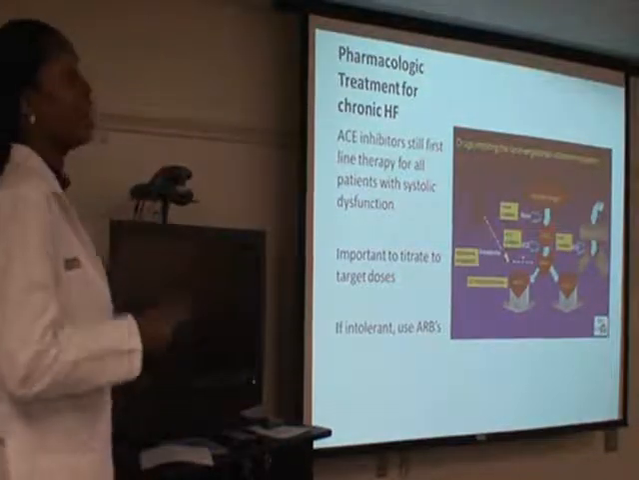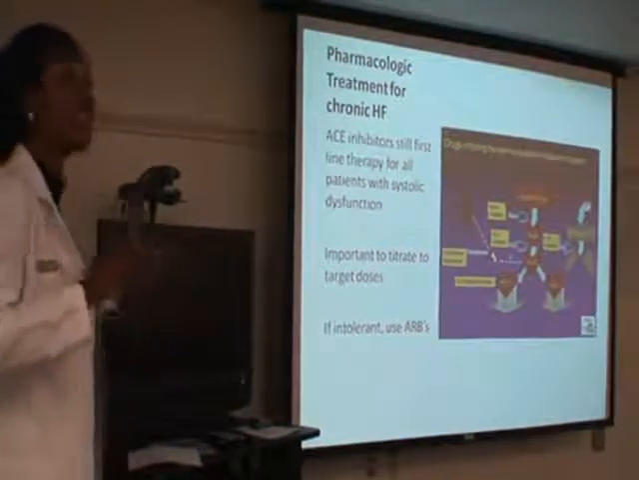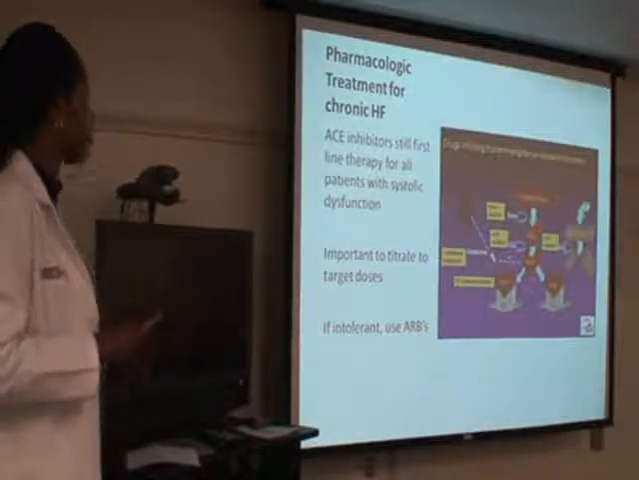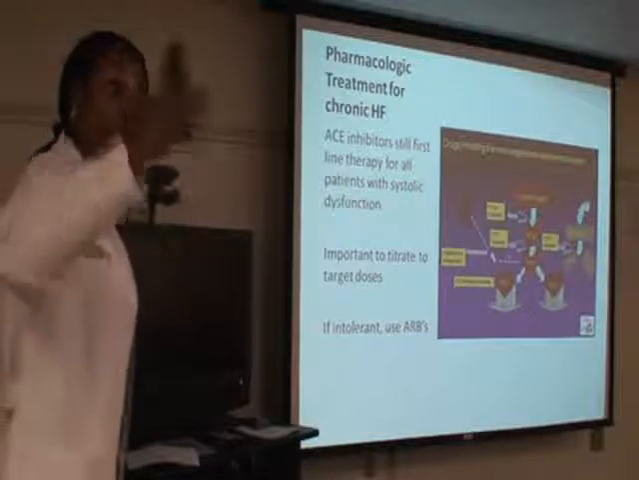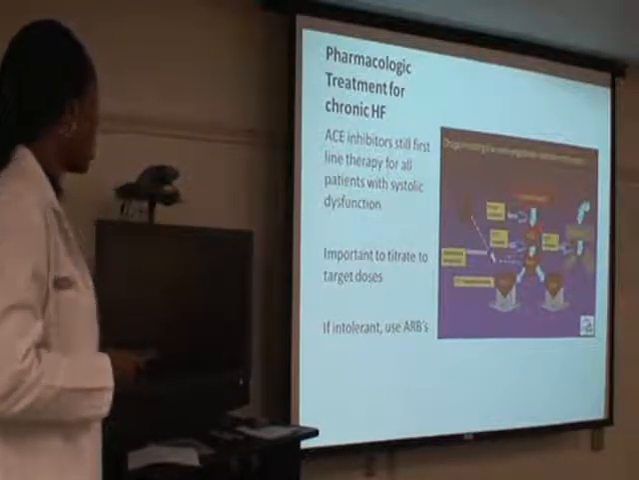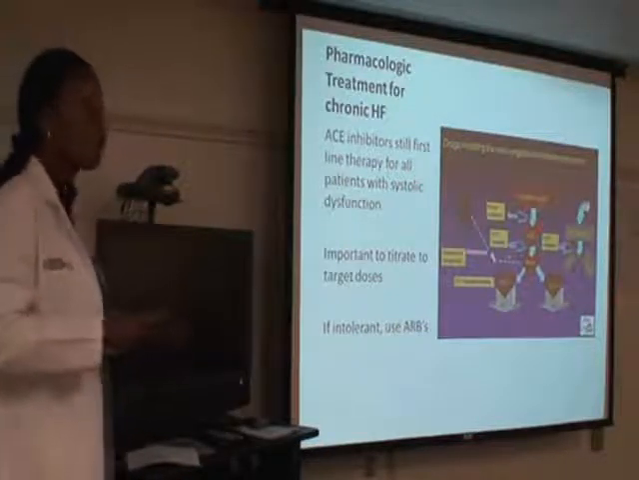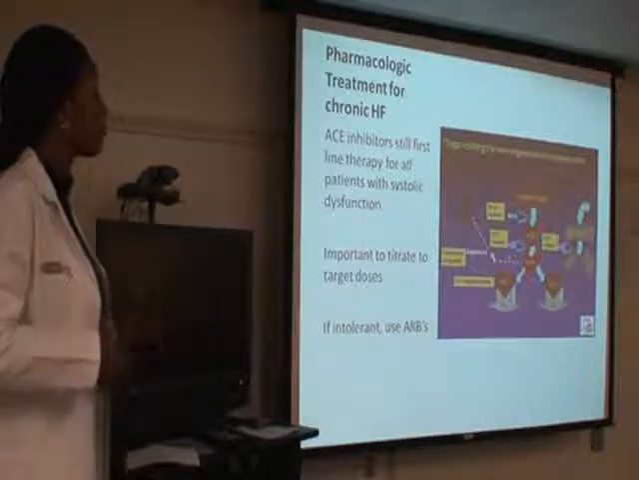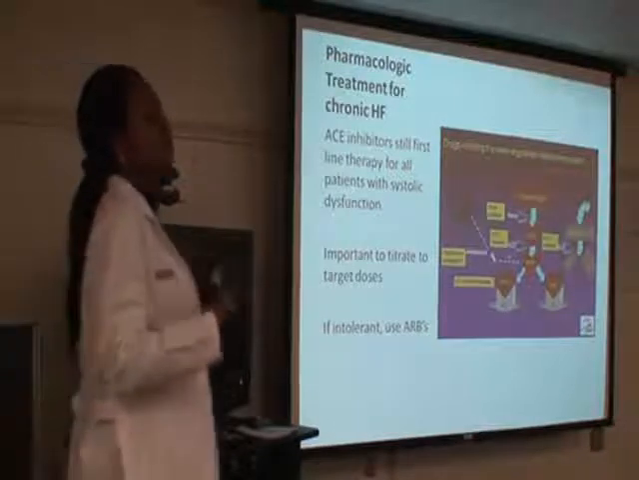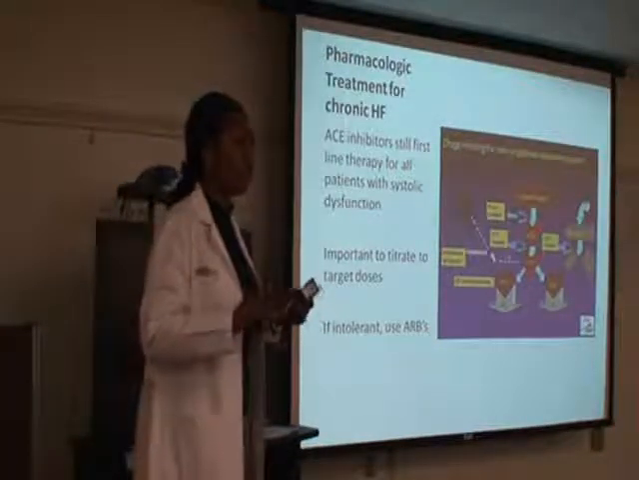Like I said, your ACE inhibitors are still your first-line therapy for all patients with systolic dysfunction. And it's important that when you start it out, you want to get them to target doses. You have to titrate it to target doses. If patients are intolerant of ACE inhibitors, then you can use your angiotensin receptor blockers. And for the most part, patients are usually intolerant primarily because of a cough or angioedema.